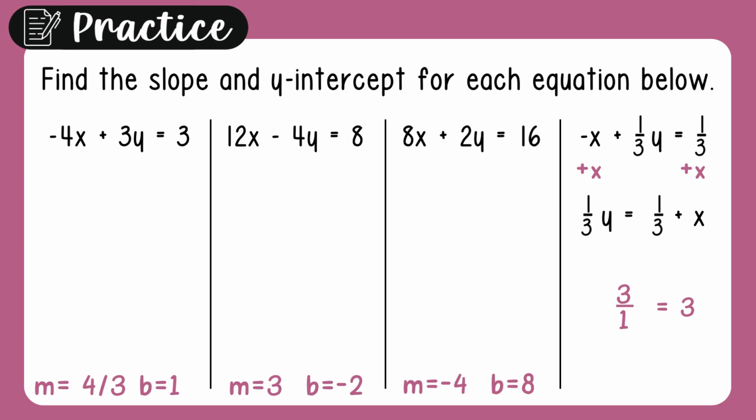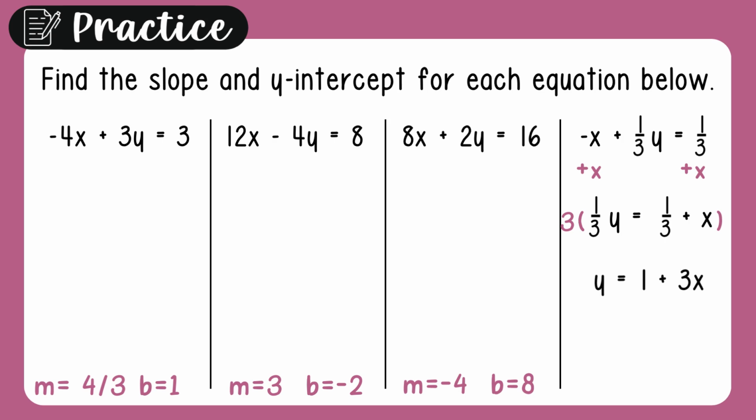So we're going to multiply the entire equation by that reciprocal of 3. If we multiply everything by 3, we'll get that y is equal to 1 plus 3x. And we'll switch the order, and we can see that m is 3 and b is 1.